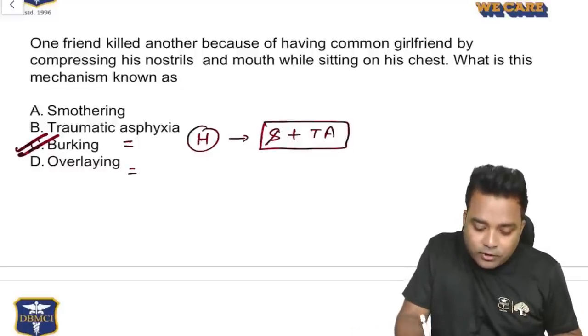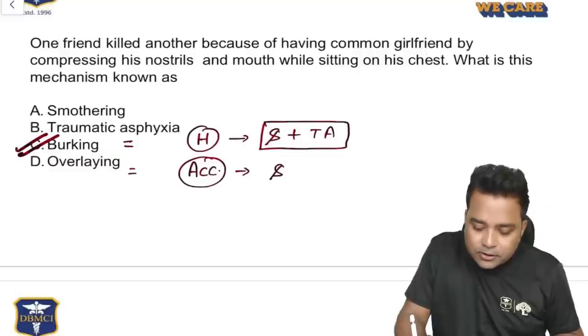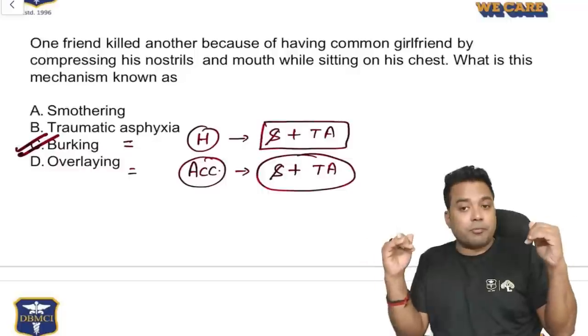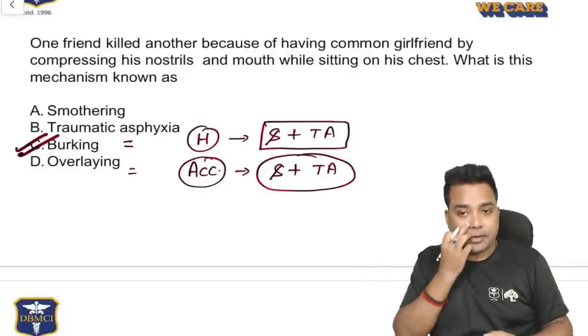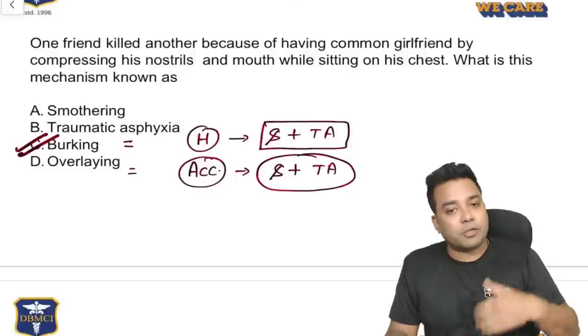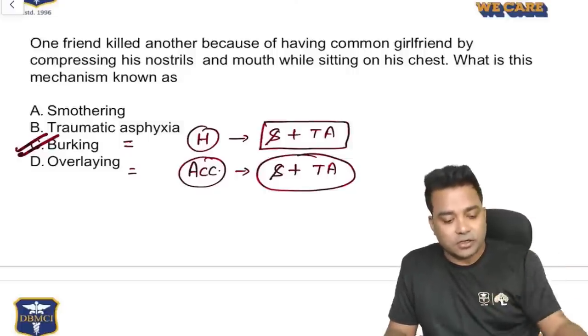What is overlaying? Overlaying is defined as accidental smothering plus traumatic asphyxia, mainly seen in newborns, when the newborn is surrounded by bulky parents, heavily built parents. So yes, that can happen. Accidental smothering and traumatic asphyxia by the heavy parents with a newborn.